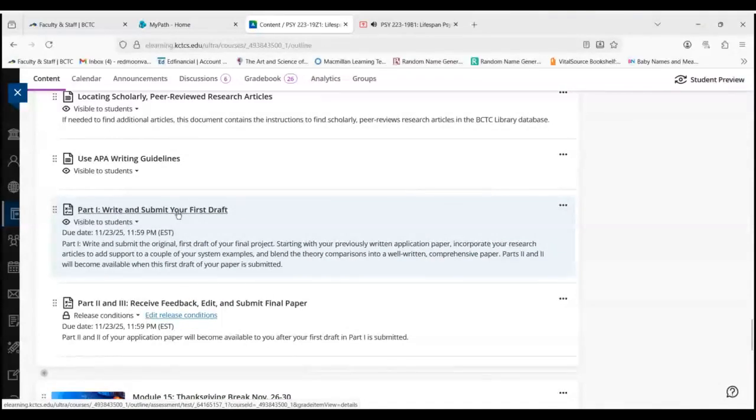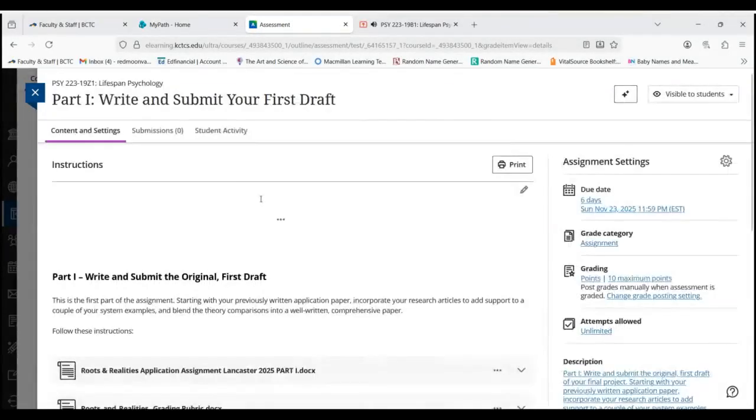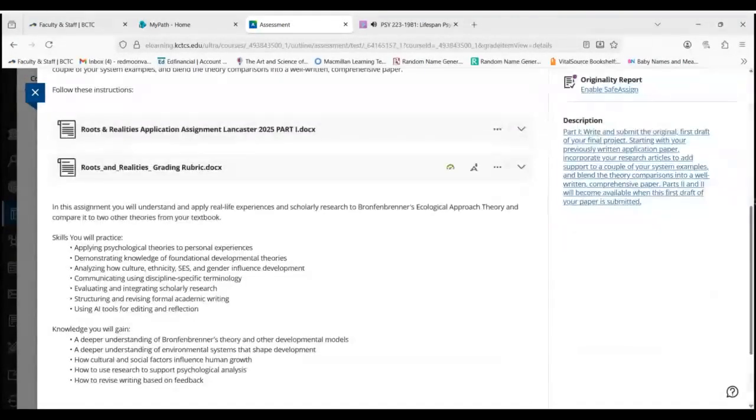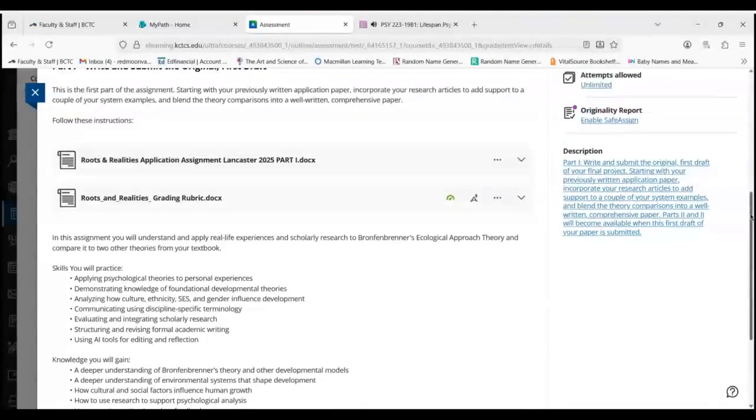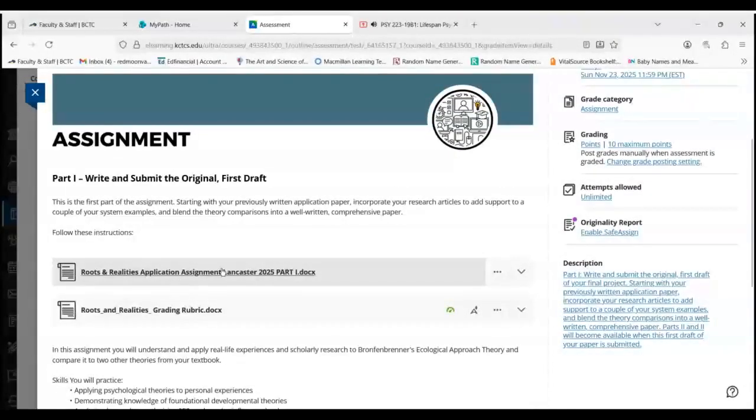And then part 1, write and submit your draft. This is where the instructions are of this whole project. So let's go in here, part 1. There's 2 things that are in here. So here's the application assignment, and then under it is the grading rubric, which are grading guidelines. The word rubric always threw me off when I was a student. I was like, what the heck's a rubric? But it's just the guidelines. It means that's how I'm going to grade it.